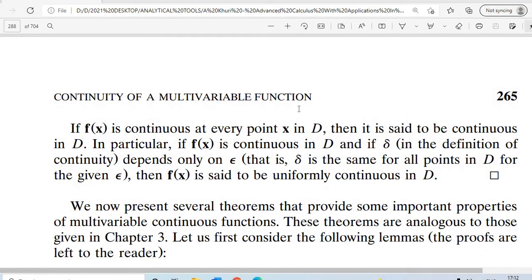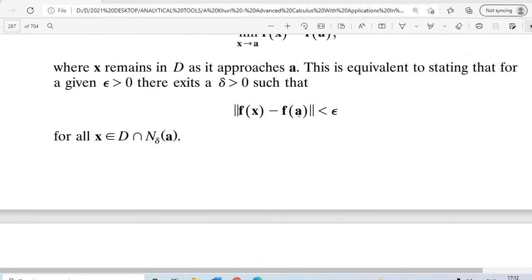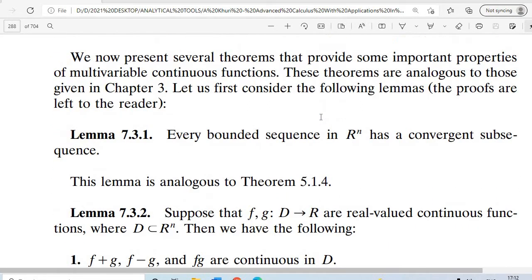But we can generalize the continuity concept to the domain D. If the function is continuous at each and every point of D, then we can say that the function is continuous in D. That means this epsilon delta definition is satisfied for every point a in the domain D. If the continuity definition is satisfied at all points, then we can say that the function is continuous at every point x in D. So this is the epsilon delta definition.